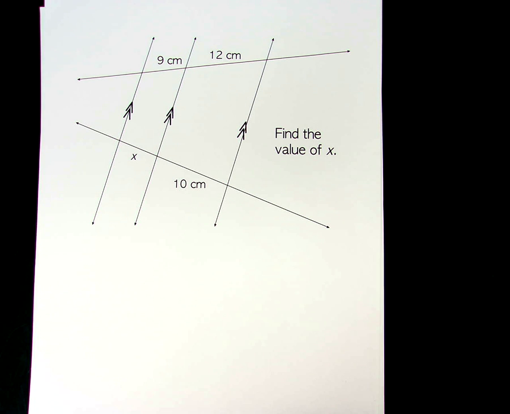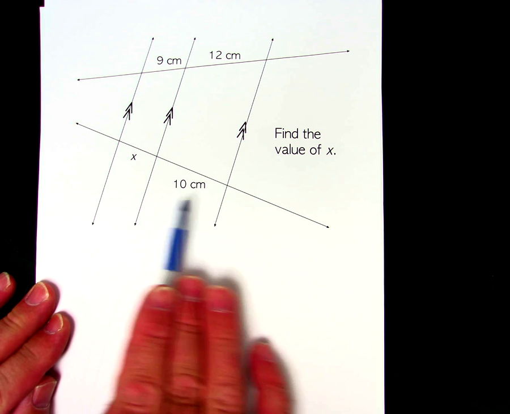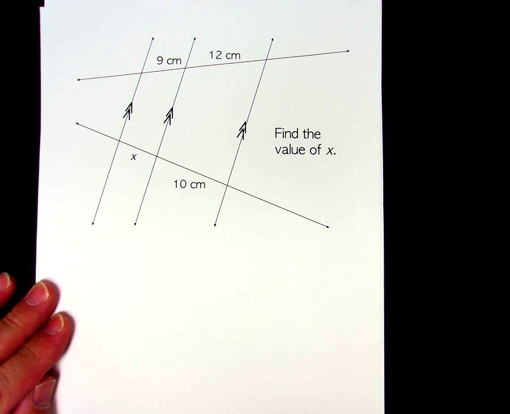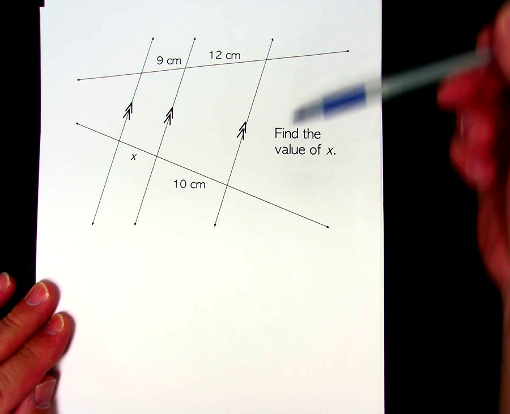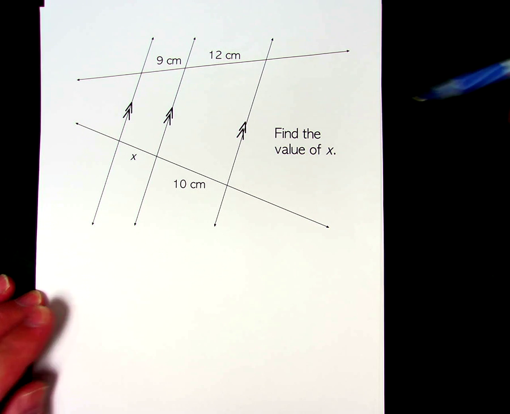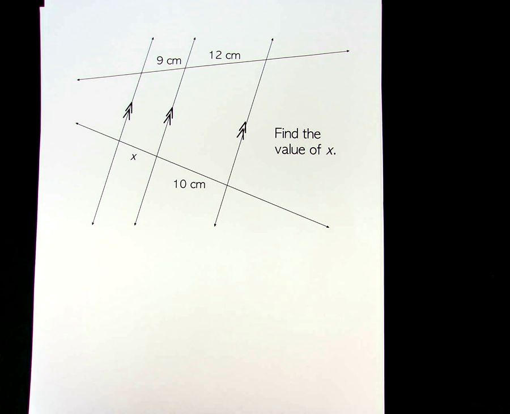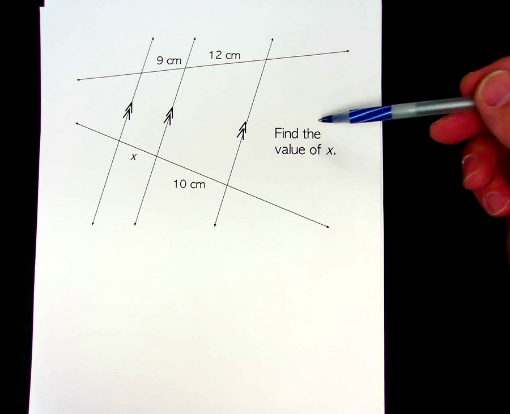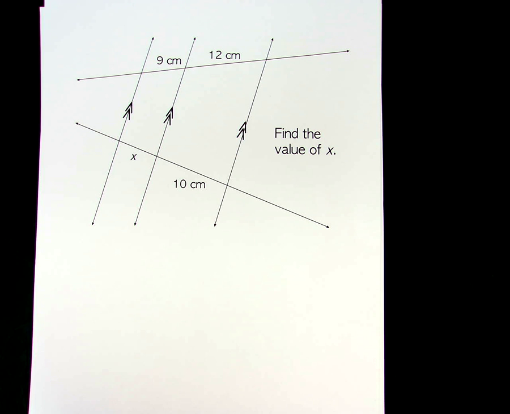In this video, we're going to cover the two corollaries from section 7.4, the first of which is the proportional parts of parallel lines. So we have three parallel lines, could be more, that intersect two transversals, and the corollary says then those parallel lines divide the transversals into proportional parts.